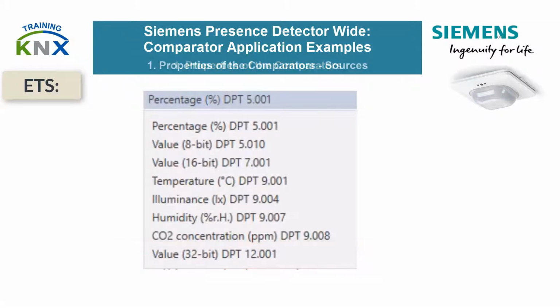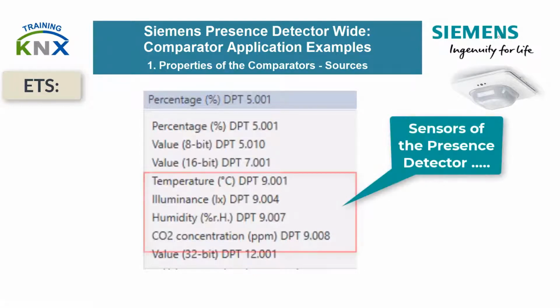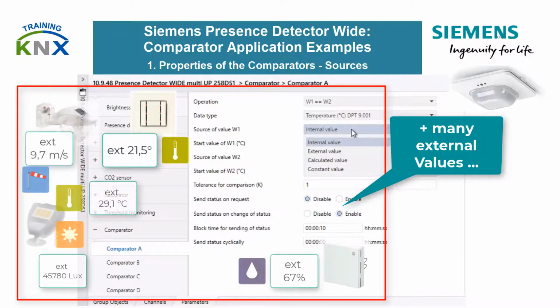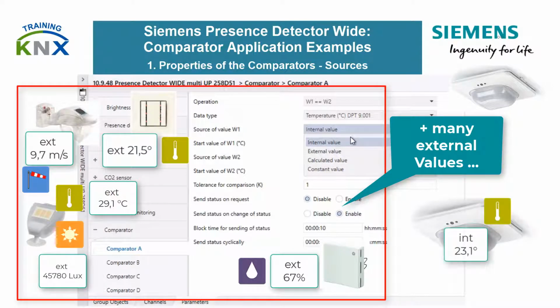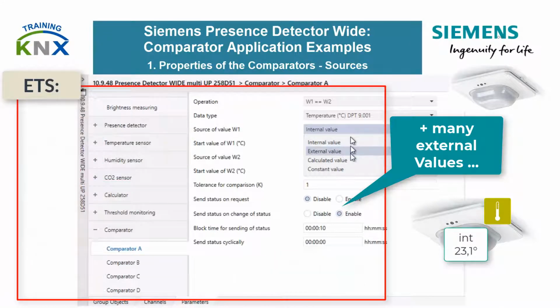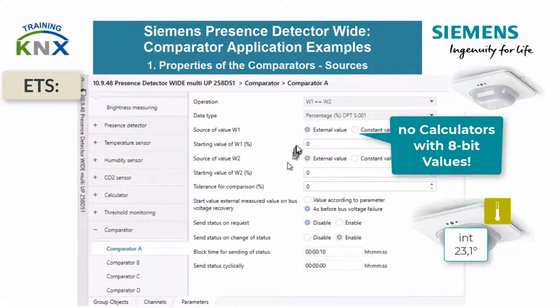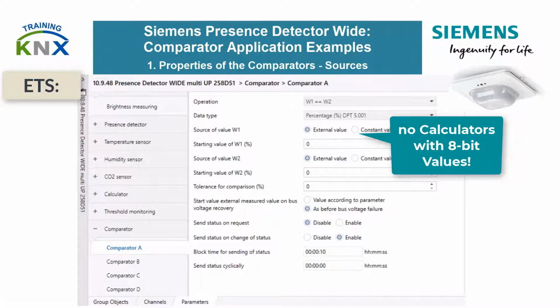What sources of analog values are available? As already mentioned, these are all internal measured values of the presence detectors. In addition, all possible external values can be used under consideration of the mentioned data point types. Also, the result values of the calculators, see Chapter 3.2, can be used. Finally, comparisons can also be made against constant values. Depending on the data point type, internal or calculated values are not always available, for example with the 8-bit values.